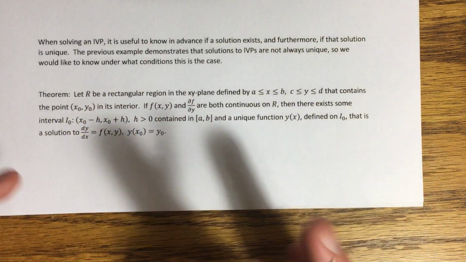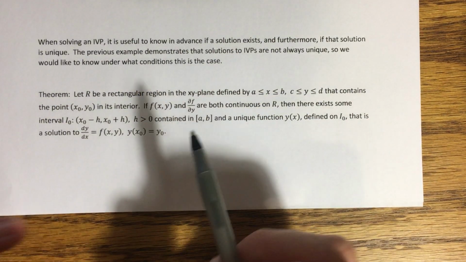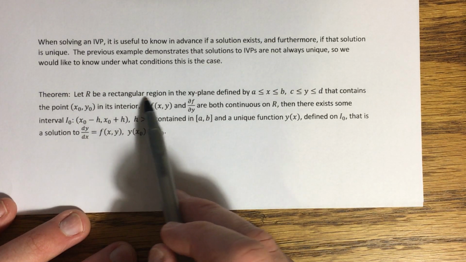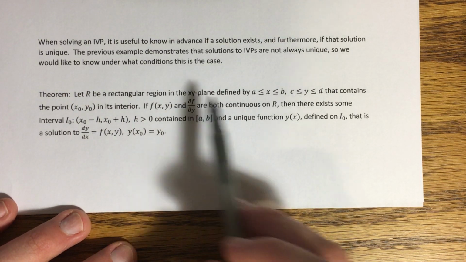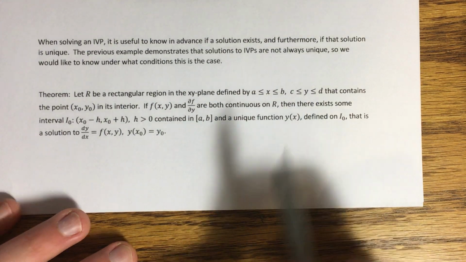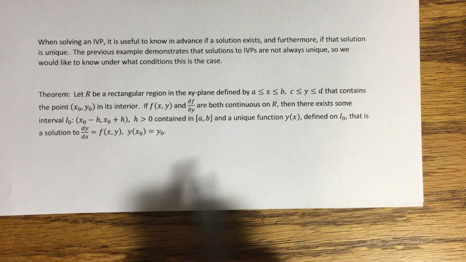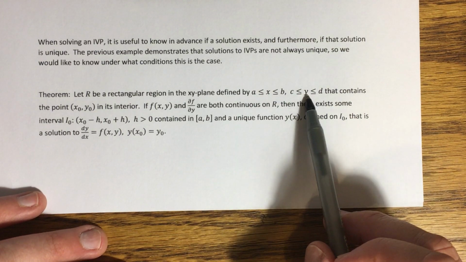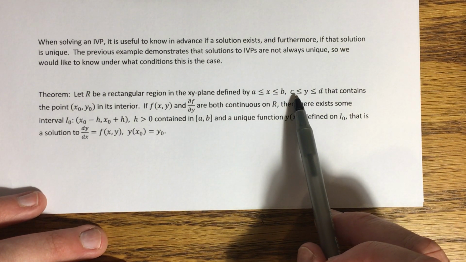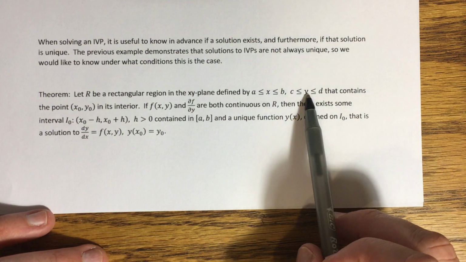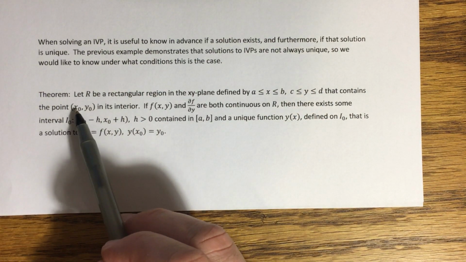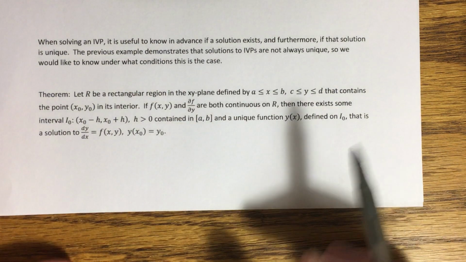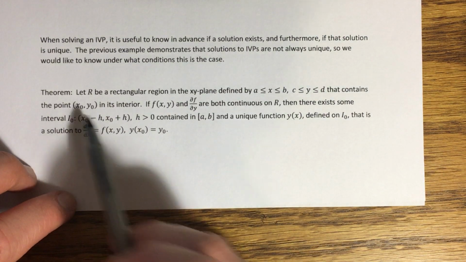So we're talking about the plane, first of all, the xy coordinate axes and the Cartesian plane. Let's suppose that R is a rectangular region in the xy plane, and it's given by these two intervals. We'll give you a picture on the next page to illustrate this. So x is on the closed interval AB, y is in the closed interval CD. And let's suppose that interior to that rectangle is some point x naught, y naught. This x naught, y naught is going to represent the initial condition. Okay, so keep that in mind.